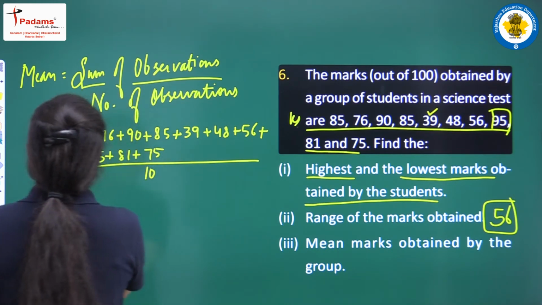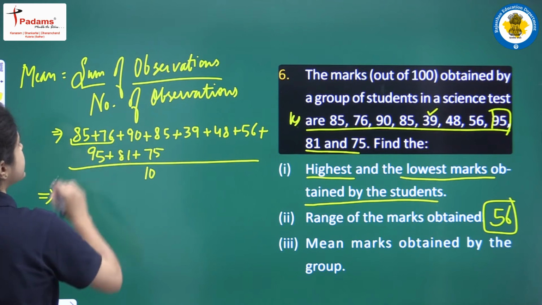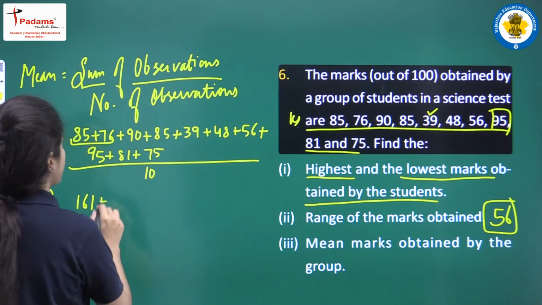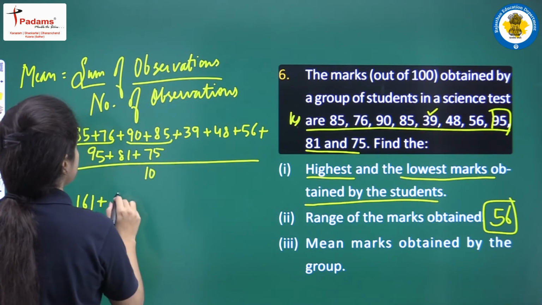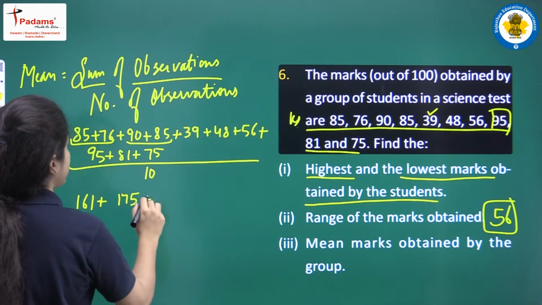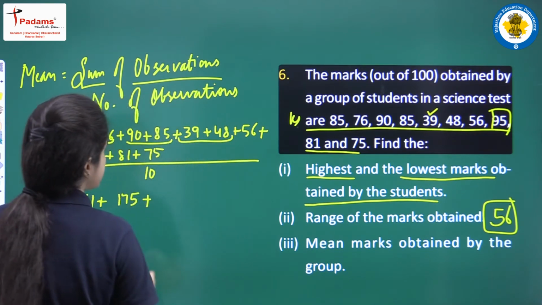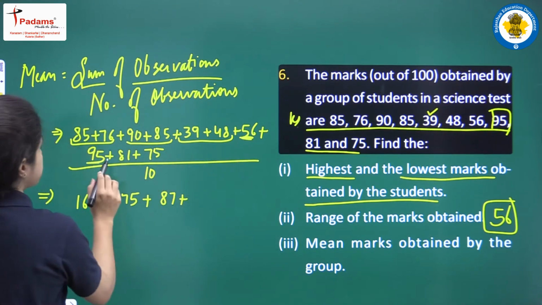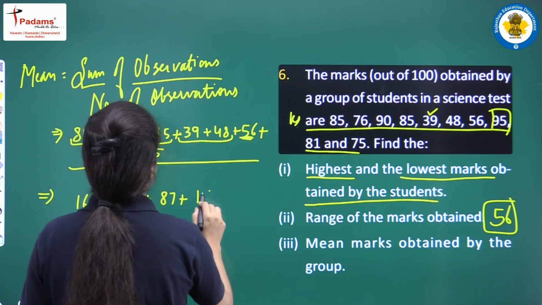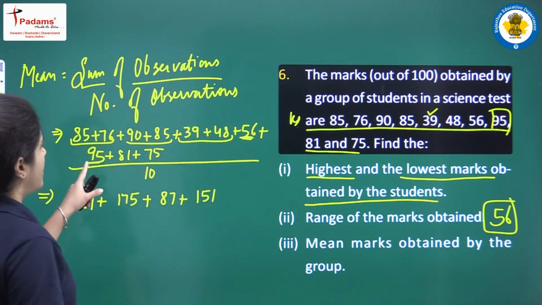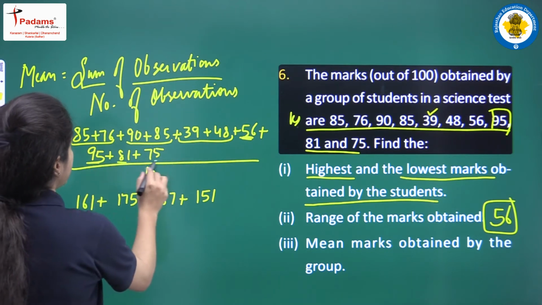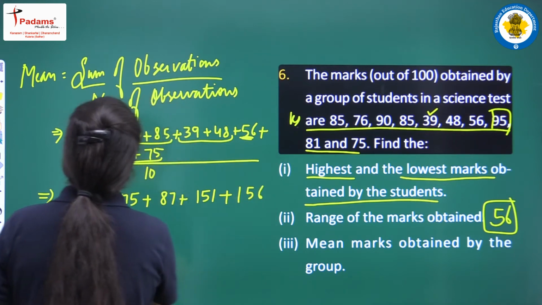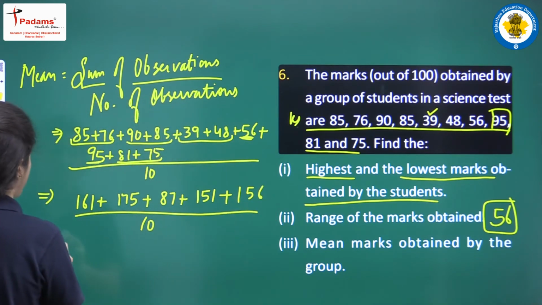Okay. We'll add now. 85 plus 76 is equal to 161. Okay, students. 90 plus 85 is equal to 175. 39 plus 48 is equal to 87. 56 plus 95 is equal to 151. Okay, students, 151. 81 plus 75 is equal to 156, upon 10. Alright, students, now we'll need to add all these things.